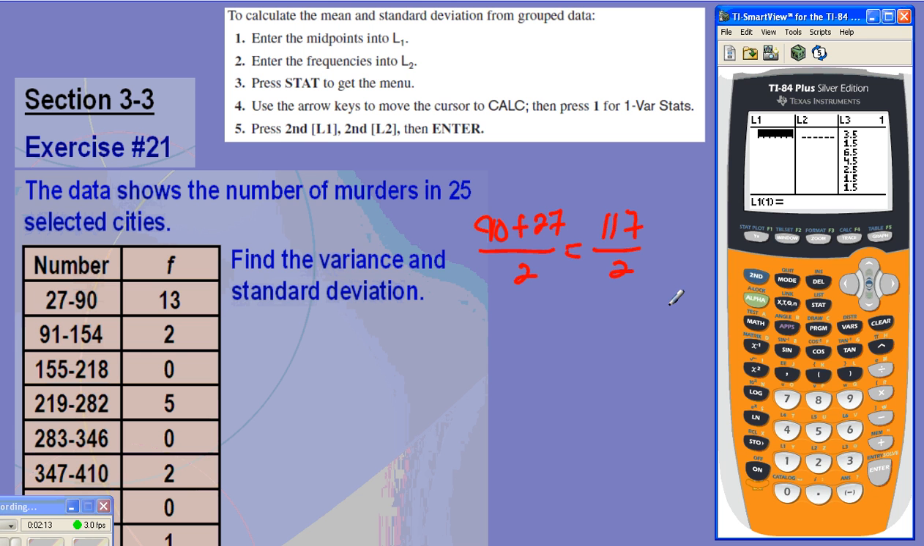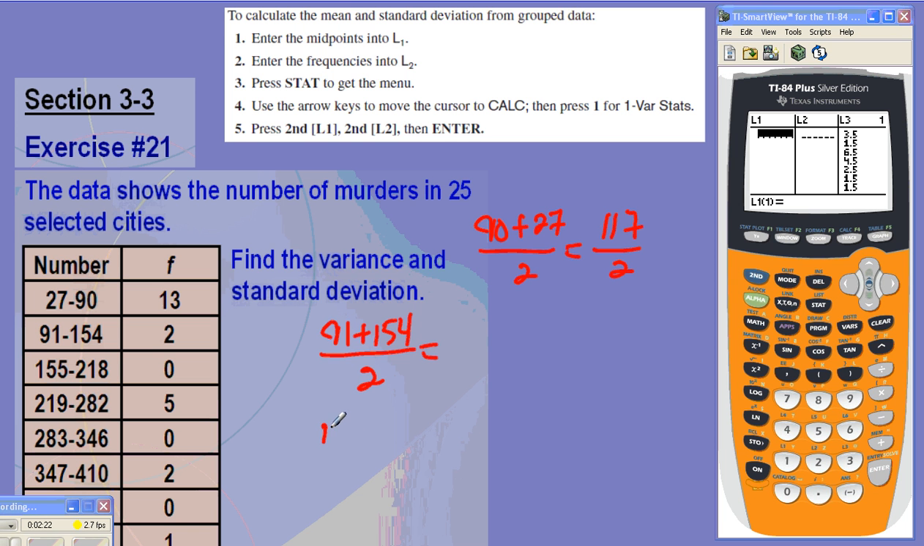And I can keep on doing that. I keep on saying, okay, well I have 91 plus 154, divide that by 2, and then I can take my 155 plus my 218, divide that by 2, and I can keep on finding my midpoints for each one of these sets. That seems like a lot of work to me. So what I suggest to you is this. We can do that all in the graphing calculator.